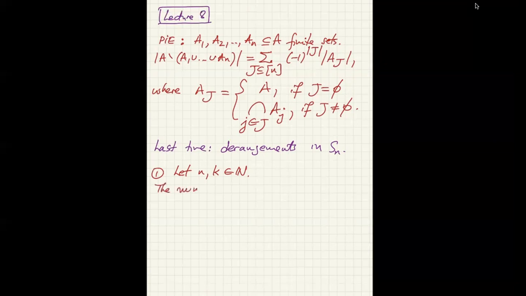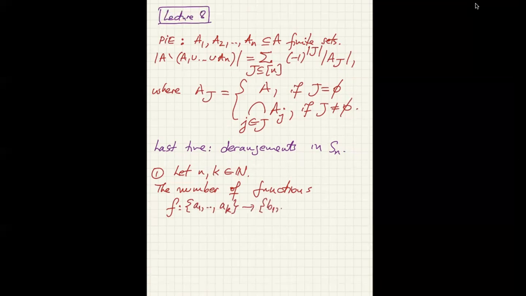What is the number of functions f which are defined on some k-set, let's just call it a1 up to ak, into a set with n elements, b1 all the way to bn? So no restriction on the function, just count the total number of such functions. This is not too difficult, and it doesn't involve the principle of inclusion-exclusion.